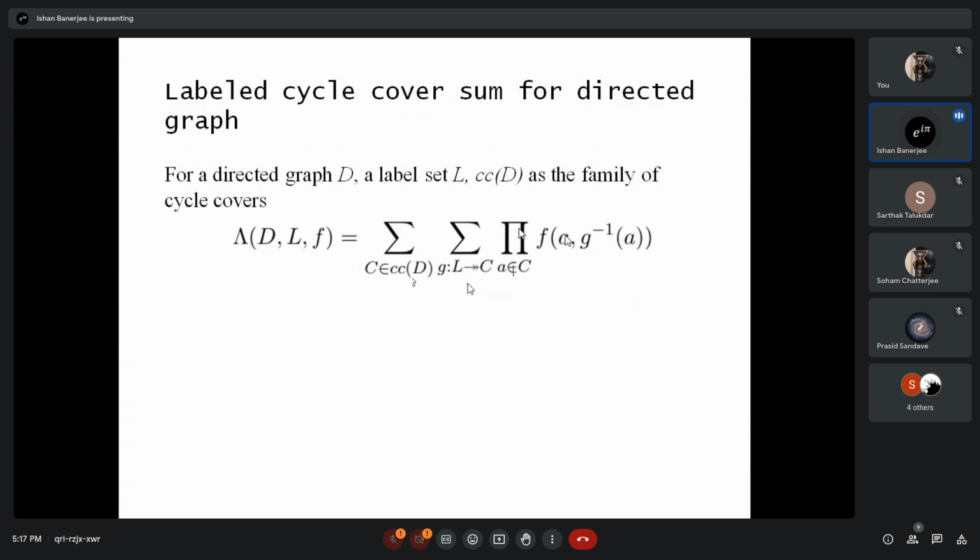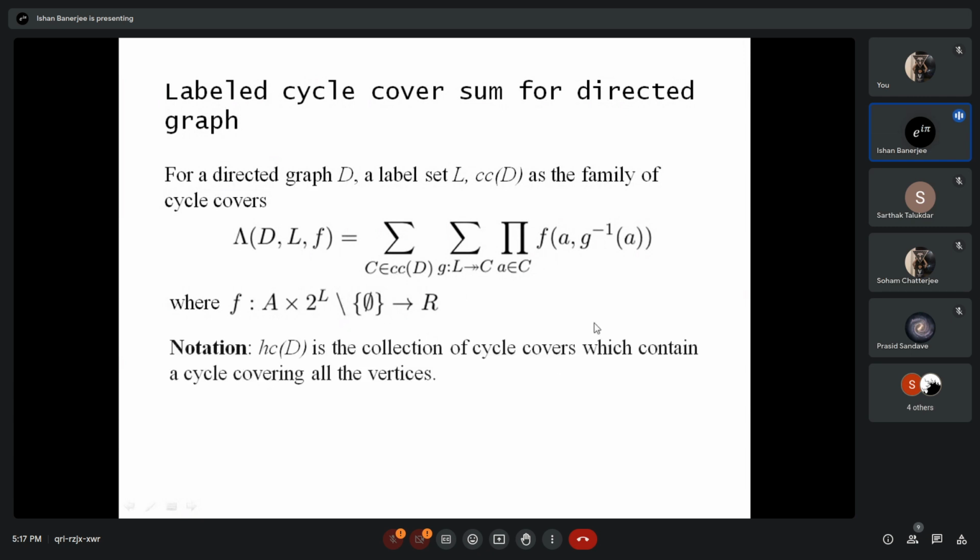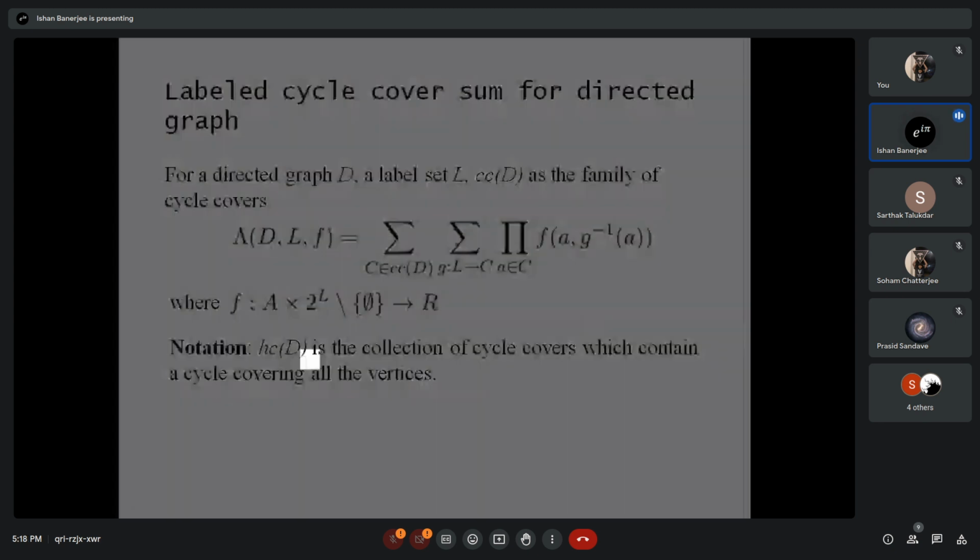Now I would like to say that the codomain of this function f is really important, as we'll be using that to find Hamiltonian graphs. So f is, as I described, just a function from A cross 2 to the power of L, excluding the empty set, to R. R is just a ring. And another notation, HC(D) is the collection of cycle covers which contain a cycle covering all the vertices. In other words, it's just a subset of CC(D) which has a Hamiltonian cycle. Since a Hamiltonian cycle itself covers all the vertices, a Hamiltonian cover is just the Hamiltonian cycle itself. And HC(D), in other words, is just a collection of Hamiltonian cycles.